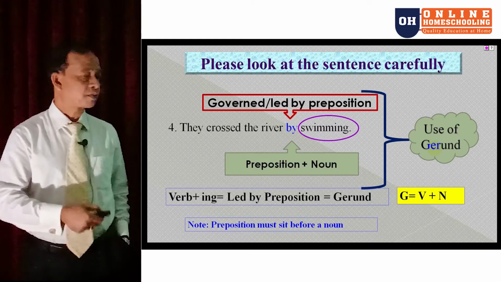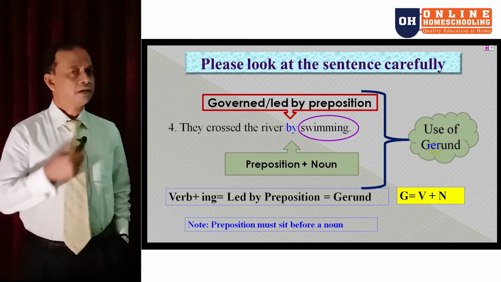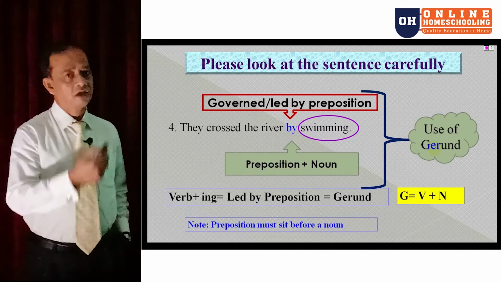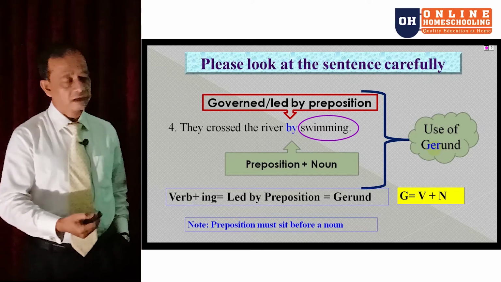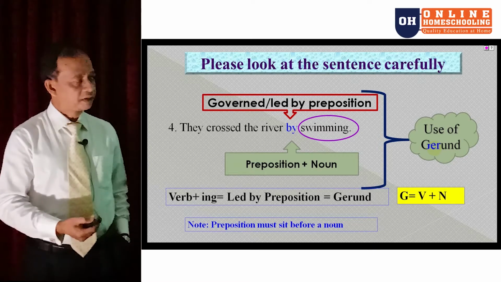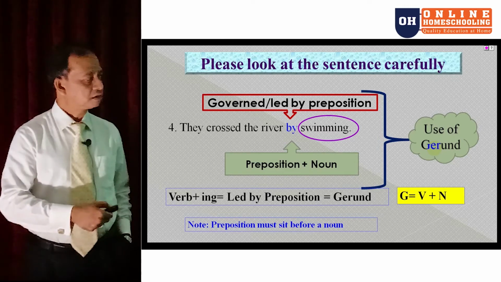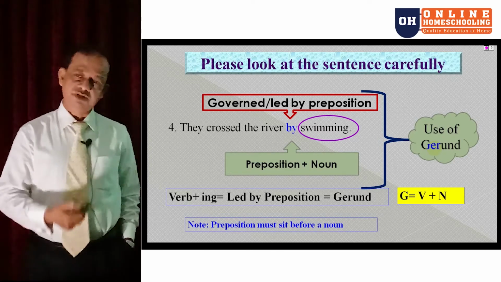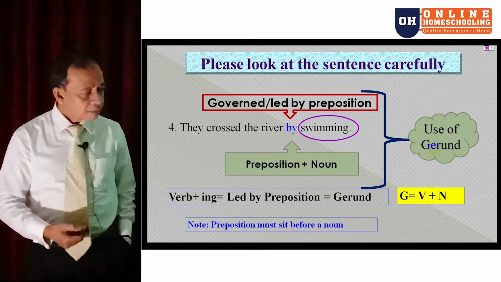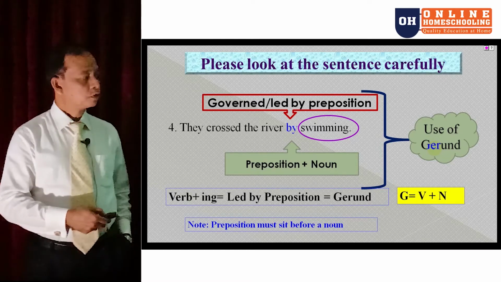So if you see this type of sentence, whatever sentence it may be, if it is a subject verb plus ing, gerund; object verb plus ing, gerund; governed by preposition verb plus ing, gerund; and subjective complement verb plus ing is gerund. Now come to present participle.